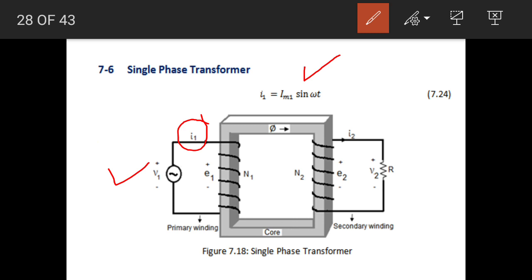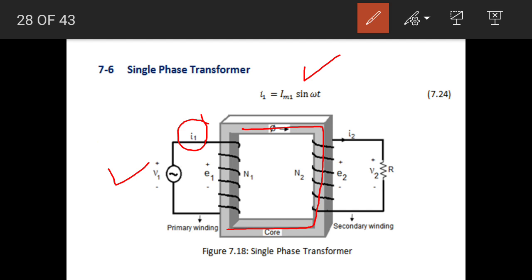The core provides a path of low reluctance to this magnetic flux, so this magnetic flux will circulate in the core of the transformer. So the magnetic flux which is generated by the current in the primary winding will circulate in this particular core. Why? Because the core provides a path of low reluctance to the flow of this magnetic flux.